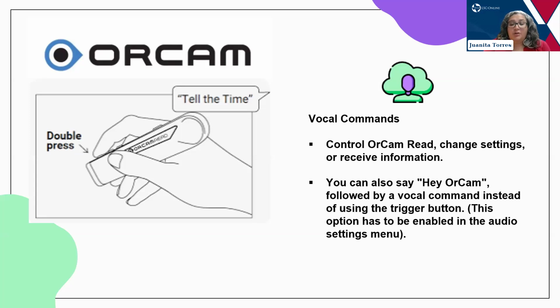Some examples of vocal commands you can use with the OrCam Read are tell the date, tell the battery status, volume up, and volume down. You can also say, hey, OrCam, followed by a vocal command instead of using the trigger button. So the OrCam Read is a great tool that provides accessibility so that people with visual impairments and learning disabilities can feel confident to head out in the world and interact with it.